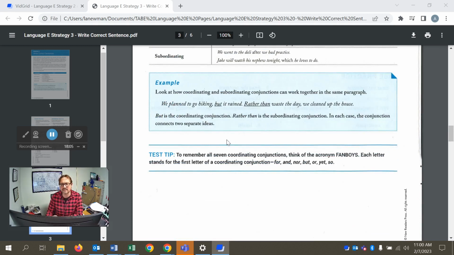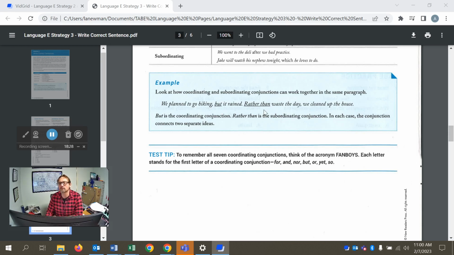Okay, here's our example. Look how coordinating and subordinating conjunctions can work together in the same paragraph. We plan to go hiking, but it rains. So that's a coordinating conjunction, one of our fanboys. And this one shows contrast or opposition. Like one thing was supposed to happen, but a different thing happened.